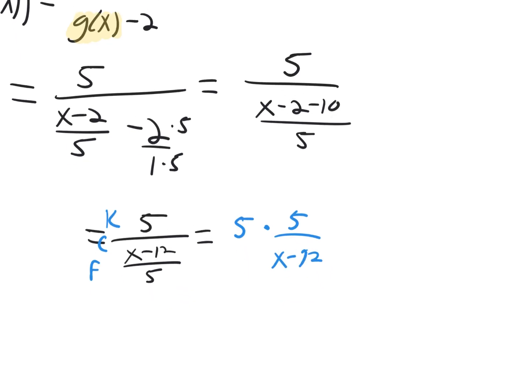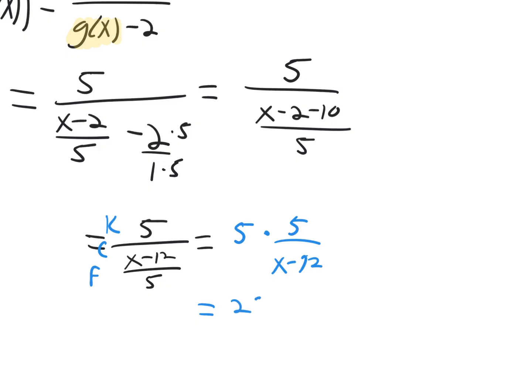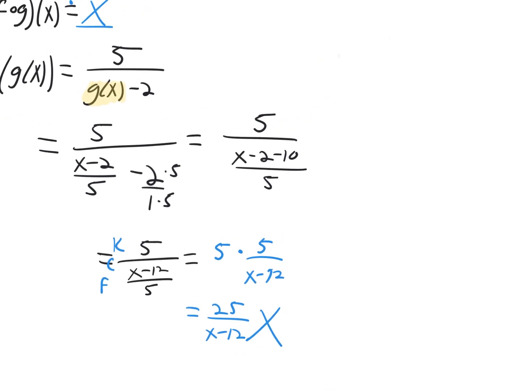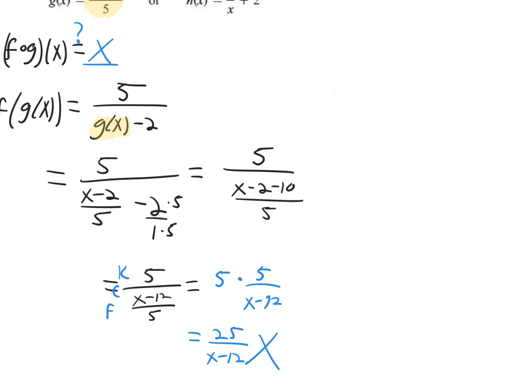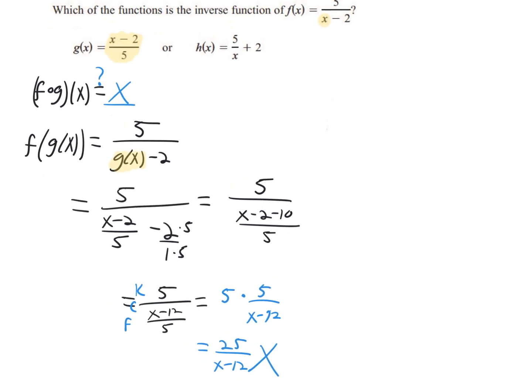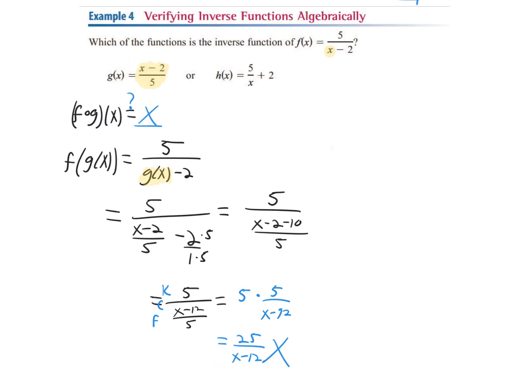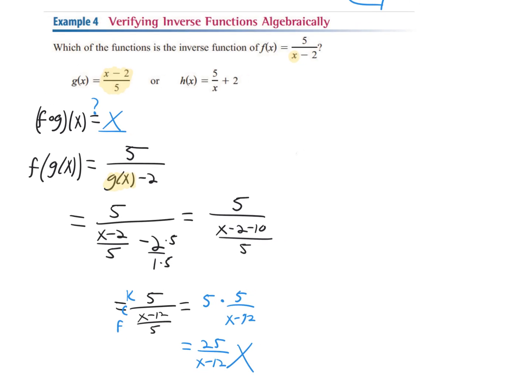So this looks like a bit of a disaster, right? We are finished simplifying, and this gets us 25 over x minus 12. Does that get you x? No, so then this function is not an inverse. So you don't even need to check the other direction, because you know it's probably going to be equally a disaster. So let's try h of x. Of course, by process of elimination, you can figure out that h of x is the inverse, but let's verify that that is the case.